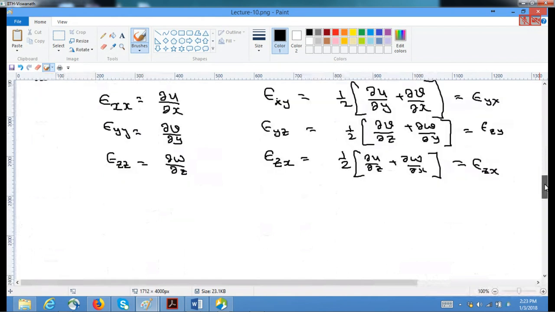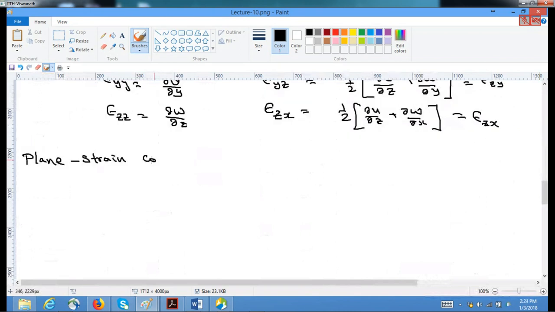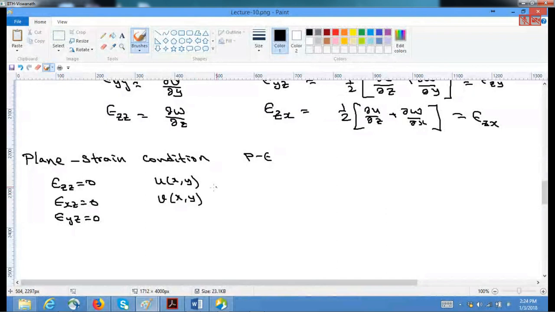In plane strain condition, your epsilon ZZ is equal to 0, epsilon XZ is equal to 0, epsilon YZ is 0. Further, your U is only a function of X and Y, it is not a function of Z. Similarly, V is a function of X and Y. So because of these things, what you will end up with is a dimensional reduction in the plane strain condition, in which all other stress terms are available except these.